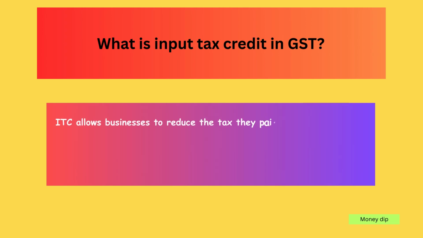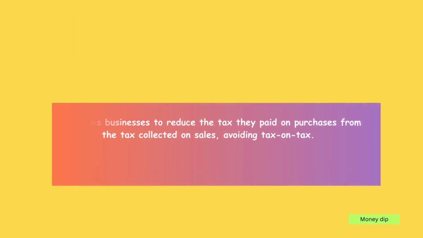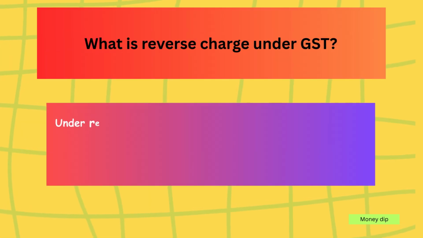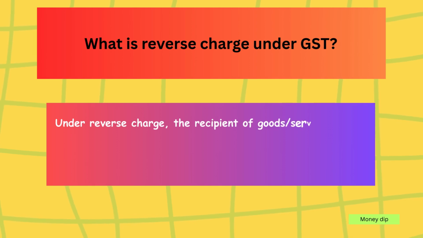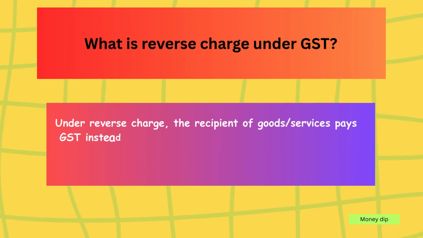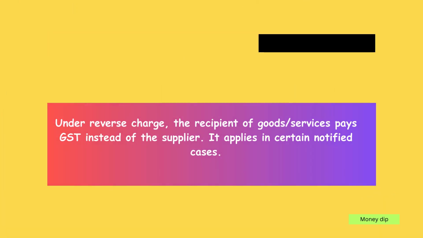What is input tax credit in GST? Answer. ITC allows businesses to reduce the tax they paid on purchases from the tax collected on sales, avoiding tax on tax. What is reverse charge under GST? Answer. Under reverse charge, the recipient of goods or services pays GST instead of the supplier. It applies in certain notified cases.